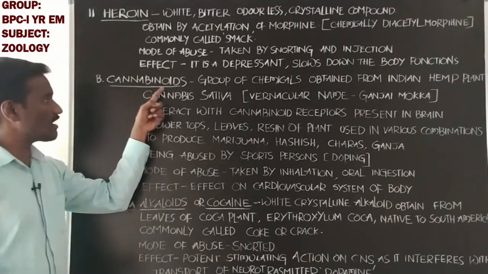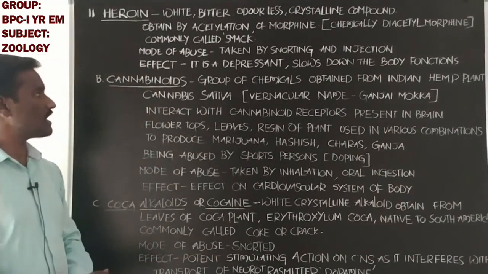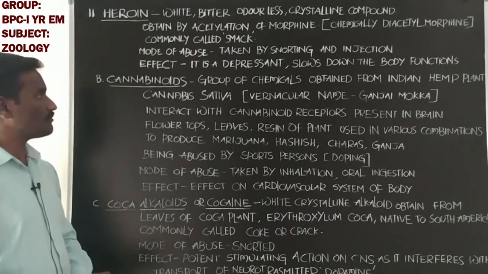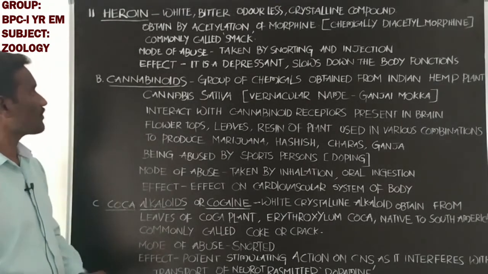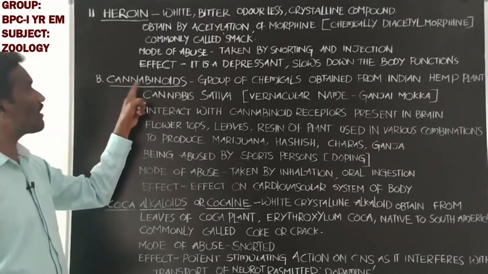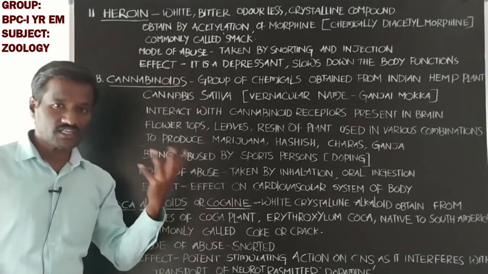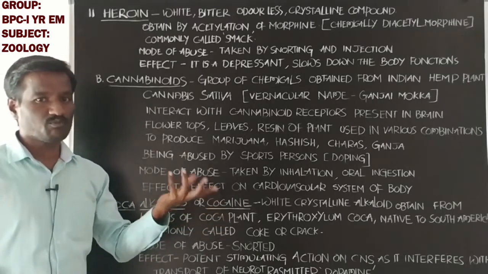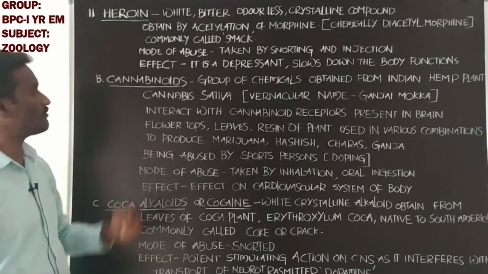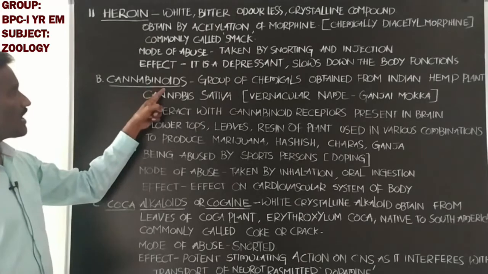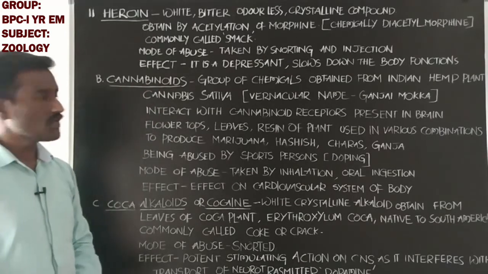Next, cannabinoids are another drug, the second one. Opioids are differentiated into two types: one is morphine, the second is heroin. Next, the second drug is cannabinoids.